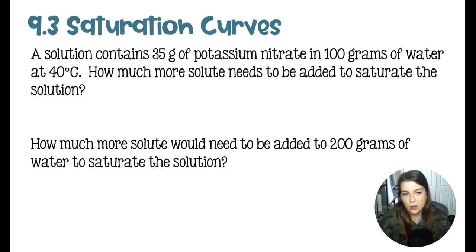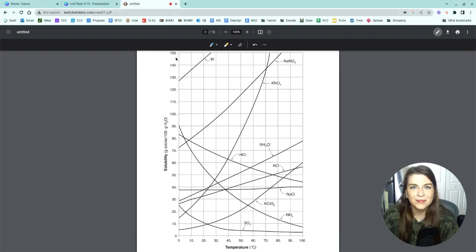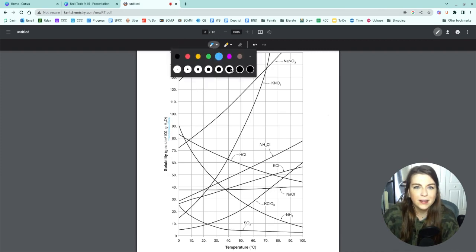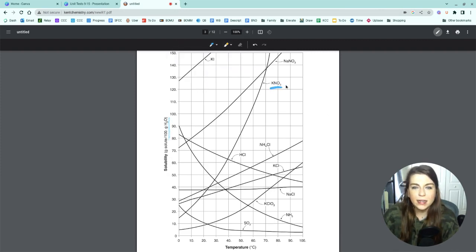And then the second or follow-up question is, how much more solute would you need to have 200 grams of water and then that solution be saturated? All right, here we are looking at the solubility curve. This graph tells us that we are in 100 grams of water. And we are looking at KNO3, that is potassium nitrate. We were at 40 degrees Celsius. And at 40 degrees Celsius, our solution would be saturated roughly at 65, perhaps, grams of solute. Let's just say for the sake of the math, it's 65 grams.